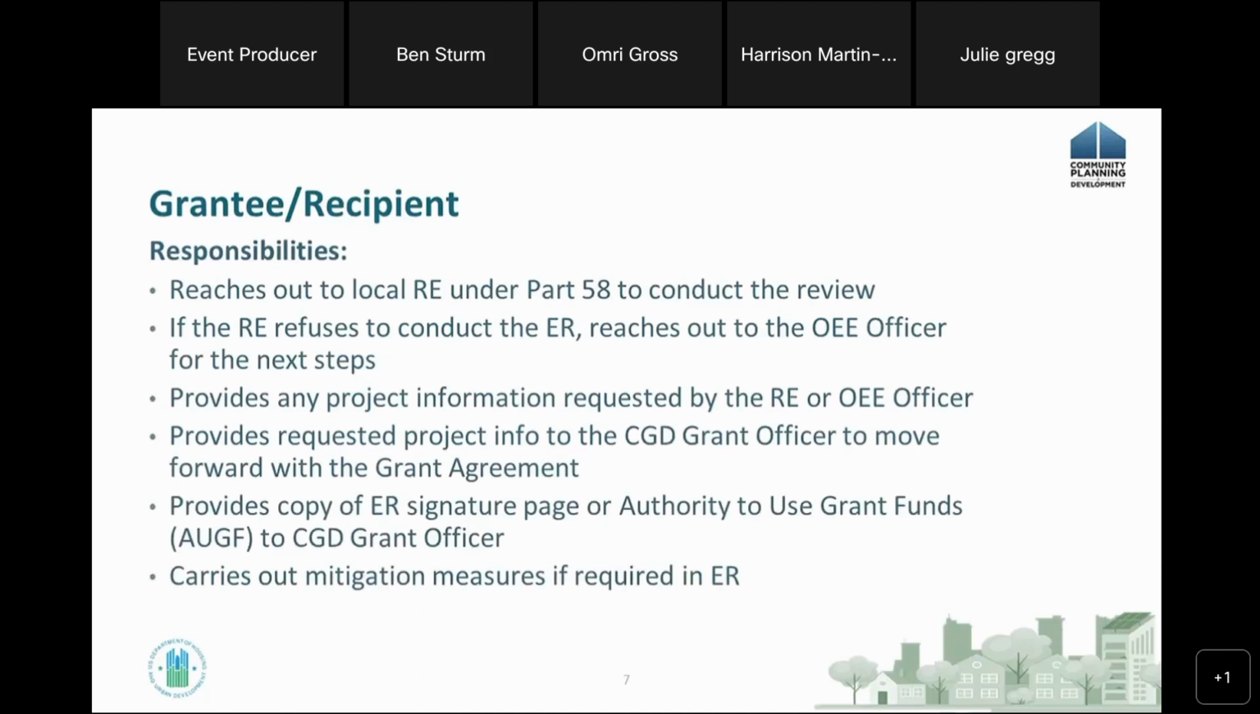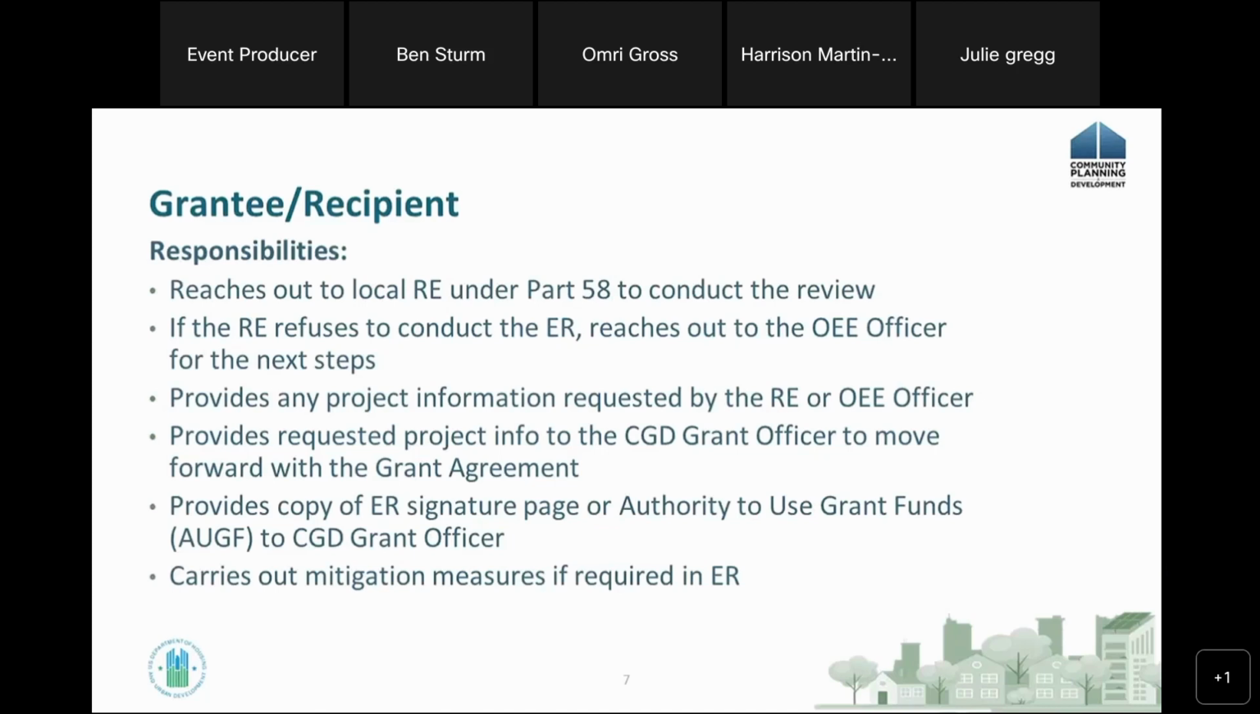As grantees, you are also responsible for providing any project information requested by your responsible entity or your environmental officer, and providing any requested project information to your grant officer to move forward with the grant agreement. You are also responsible for providing a copy of the completed environmental review's signature page or the HUD-issued authority to use grant funds to your grant officer to indicate that you have met all your environmental compliance requirements.